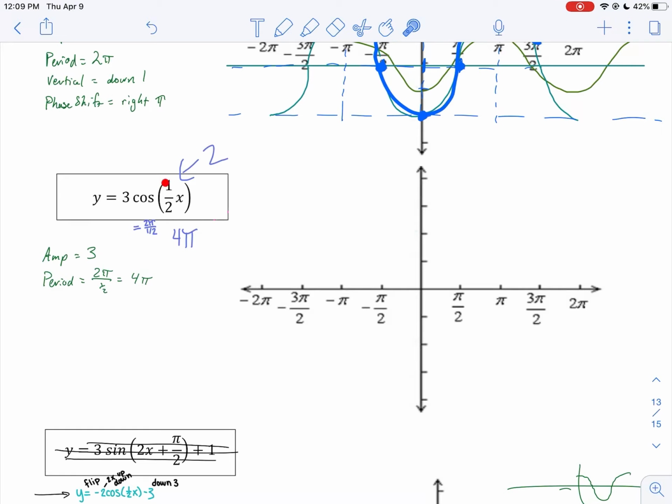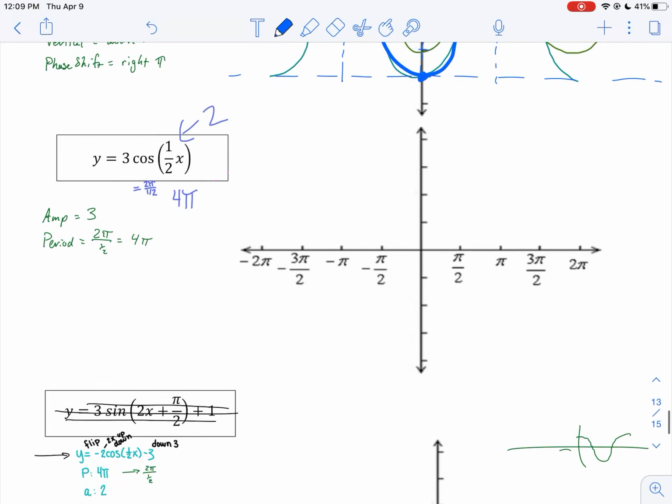Here we have amplitude of 3. Period is a half. Sorry, b is half, so that's a vertical stretch by a factor of 2, which gives me the 4 pi. Or you can use the formula 2 pi over b, which gives you 4 pi for your period. And so here, let's go ahead and sketch this. No vertical shift, so my amplitude's 3, so it's going to go up and down 3. My period is 4 pi.